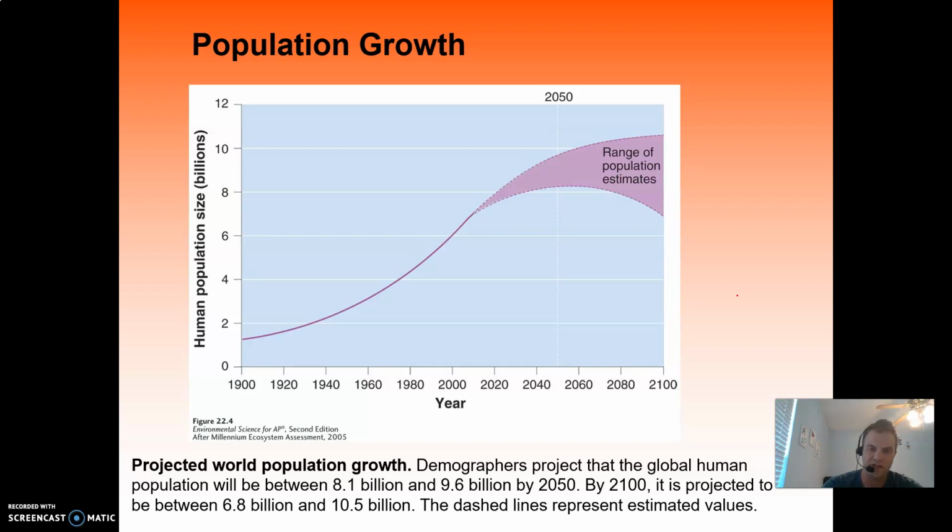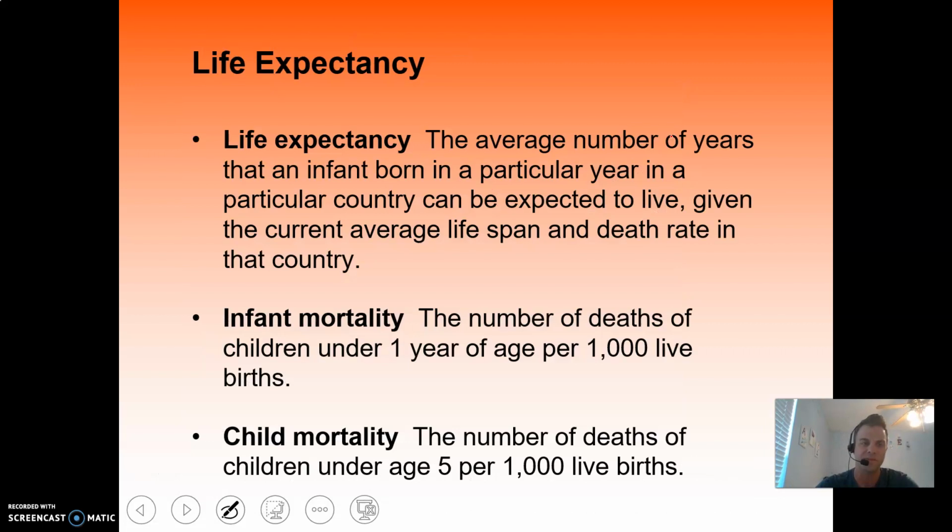So what is our projected world population growth? Demographers project that the human global population by 2050 will be between 8.1 billion and 9.6 billion. By 2100, it's expected to be between 6.8 and 10.5 billion. But as you can see, both of them do not continue the J curve up. Even the high estimate, the highest they suspect it to be, flattens out. So we are reaching a point where we're not going to be continuing that curve, and we'll see why as more and more countries move through what we call the demographic transition.